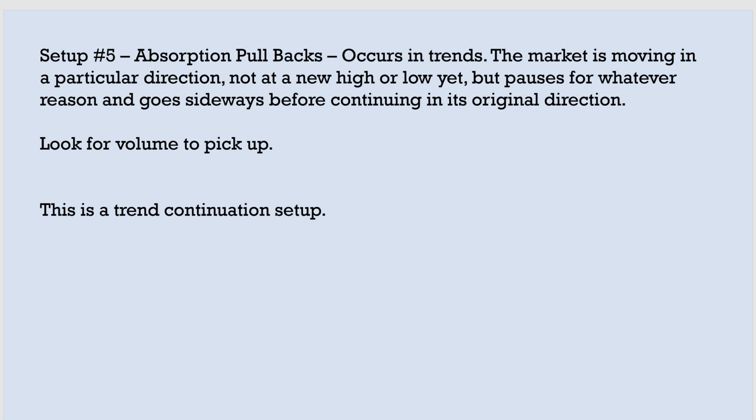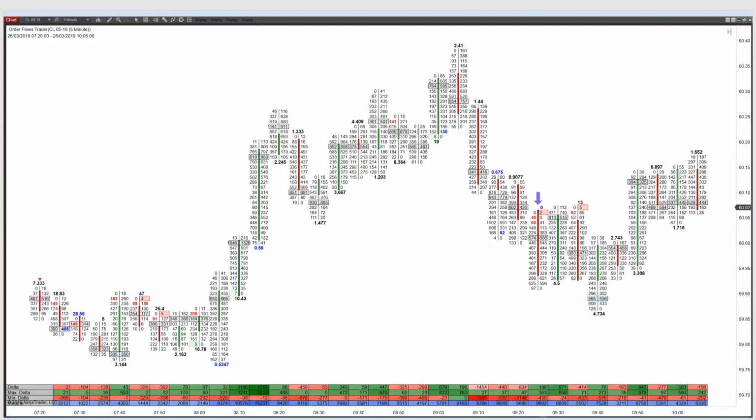So setup number 5, absorption pullbacks. It occurs in trends when the market is moving in a particular direction, not at a new high or new low yet, but pauses for whatever reason, goes sideways before continuing in its original direction. Look for volume or delta to pick up. This is a trend continuation setup, right? Everyone says you've got to ride the trends.